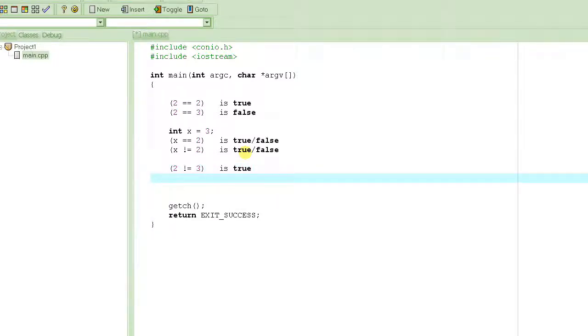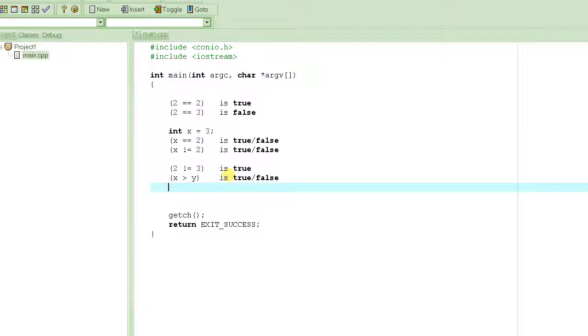Now similarly, just like equal to and not equal to, we could compare if a number is greater than some other number. X is greater than y. It's just to show you an example. I mean, the right hand side doesn't have to be a constant. It could be a variable also. So you could say 2 is not equal to x, or x is not equal to y, or x is equal to y. You could say that too. But here x is greater than y. That's also a condition. It could be either true or false depending upon the values of x and y.